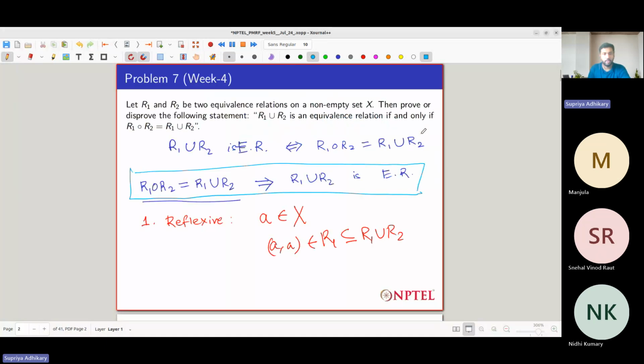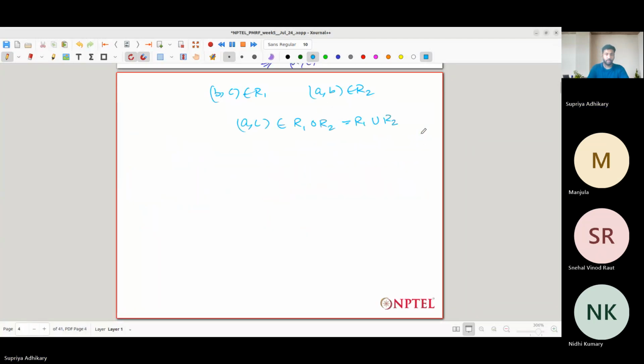That means if we consider that R1 composition R2 is equal to R1 union R2, then that will imply that R1 union R2 is an equivalence relation. And the second part was that we have to consider that this is an equivalence relation, and from there we have to prove that R1 union R2 is actually equal to R1 compose R2.